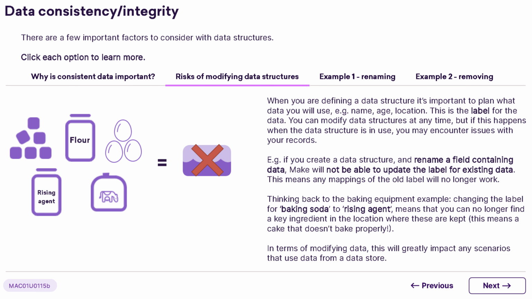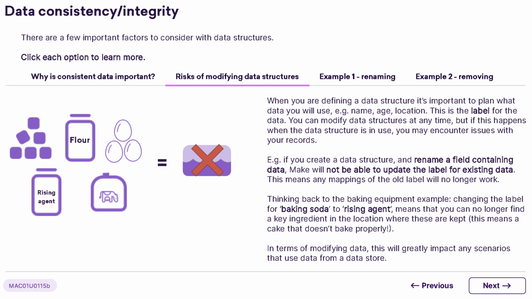When you define a data structure, it's essential to plan the data you need, such as names, ages, or locations. This early planning forms the foundation for effective data organization. Imagine your data is like a collection of baking ingredients. Just as you would keep flour, sugar, and eggs in specific places, you assign labels to your data for easy identification and access.